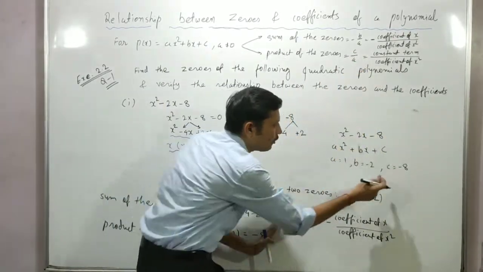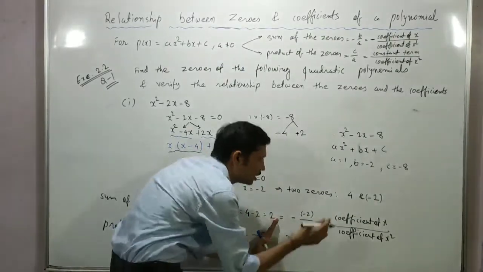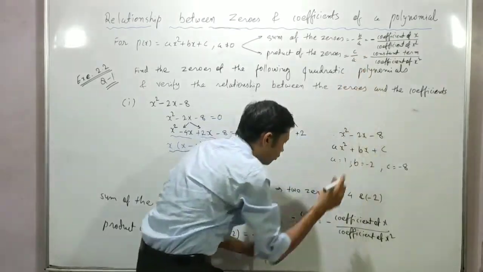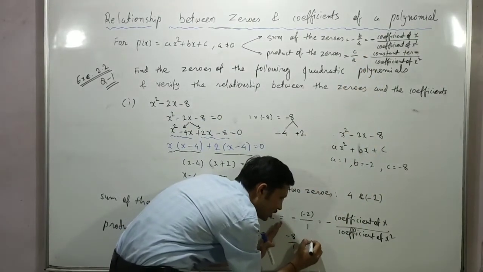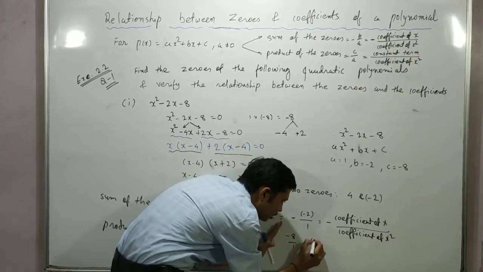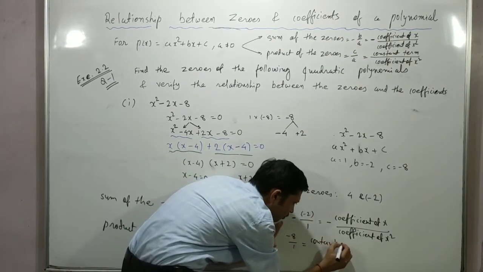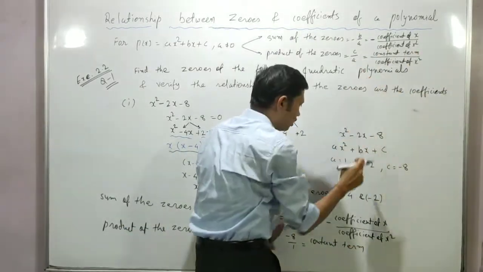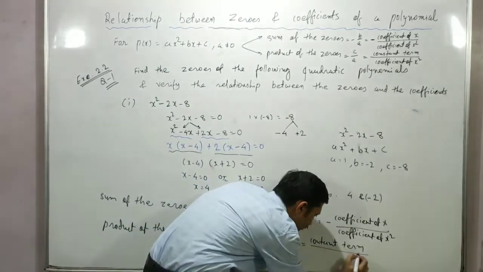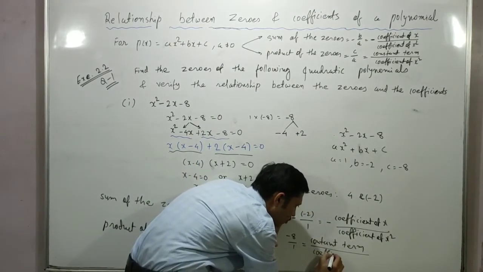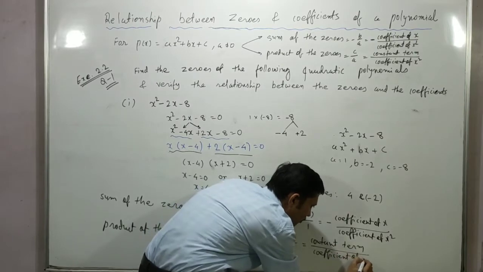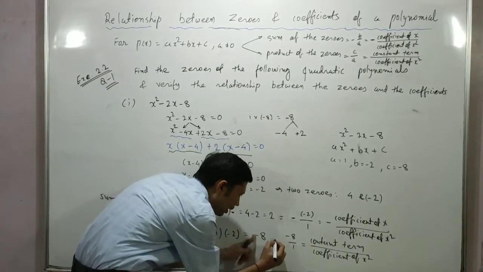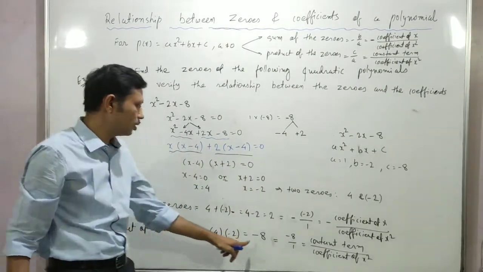c by a. What is the value of c here? Minus 8. That coefficient part now we will discuss. Minus 8, that's c upon a. What is the value of a? 1. Minus 8, that is what? It's the constant term. Okay. c, that is the constant term. And a, this value is what? 1. That is the coefficient of x square. And now look here, minus 8 upon 1. What is the answer? Minus 8. So that means the product of the zeros is minus 8.